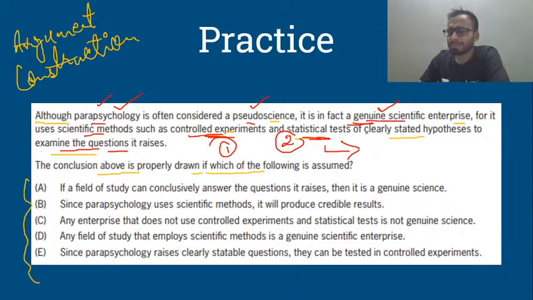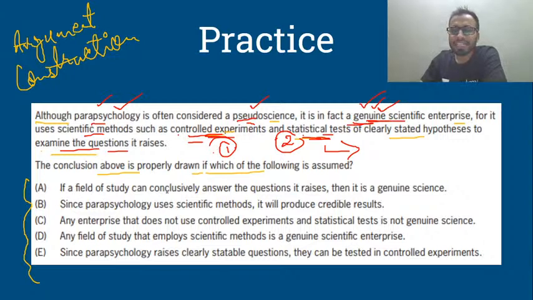science? For example, tomorrow I start something called prankurology. For prankurology to be called genuine science, do I need controlled experiments and statistical tests? This is what the author is telling us, right? That to be called genuine science, we need number one, controlled experiments, and two, statistical tests, because otherwise parapsychology is already considered pseudoscience. Just because parapsychology uses these two things, we are calling it genuine science. So does this become an assumption that to be called genuine science, you need these two things? Keep this in your mind and let's follow the process of elimination now.